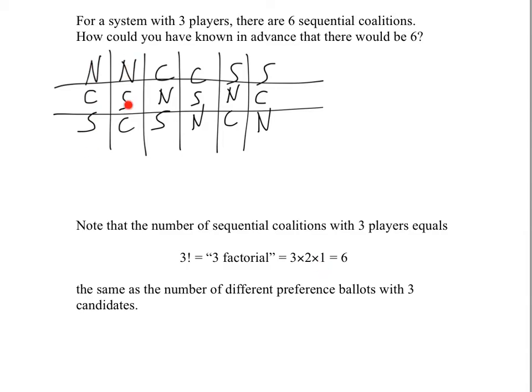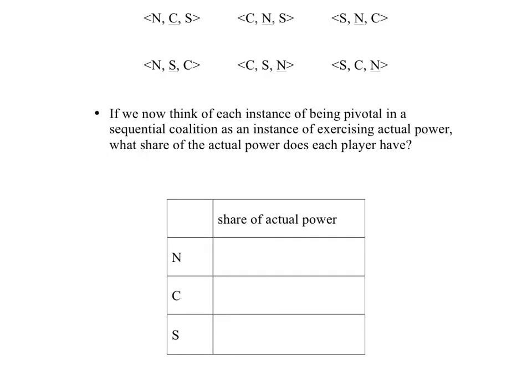Whether you systematically list 3-letter words vertically, as we did in the last chapter, or horizontally, as we are doing now when we write sequential coalitions, the number of those words is going to be the same either way. And now we can answer the crucial question: what fraction of the actual power does each player have in this weighted voting system, according to Shapley and Shubik's approach, which is different from Banzhaf's approach? So if we think, as Shapley and Shubik do, of each instance of being pivotal in a sequential coalition as an instance of exercising actual power, we can ask, what share of actual power does each player have?